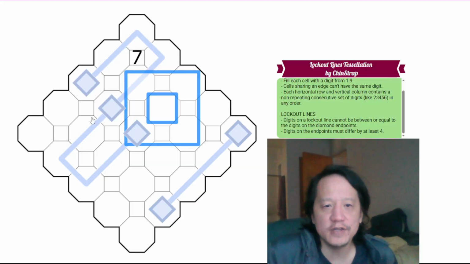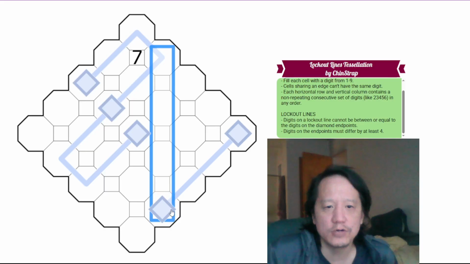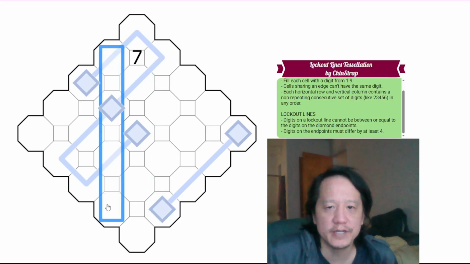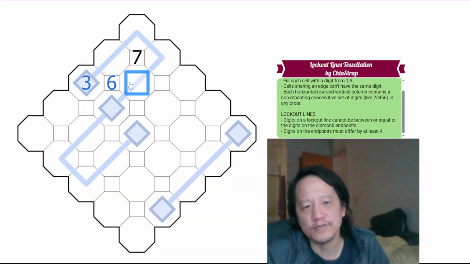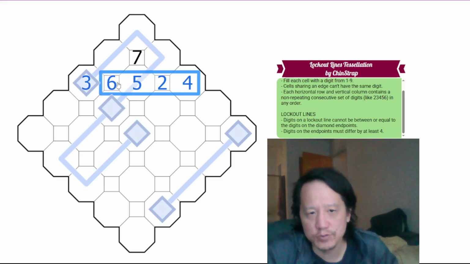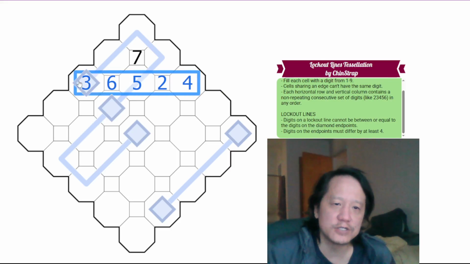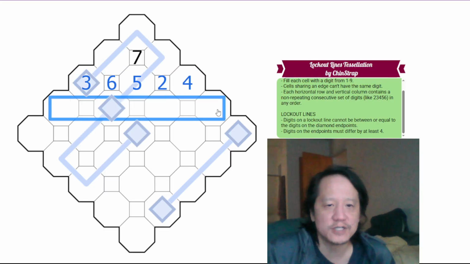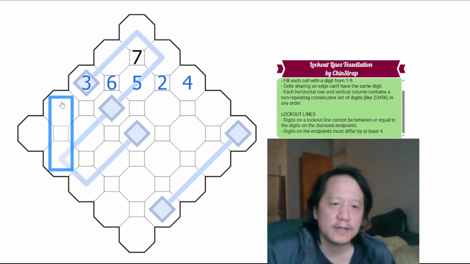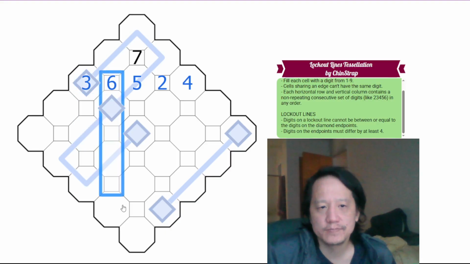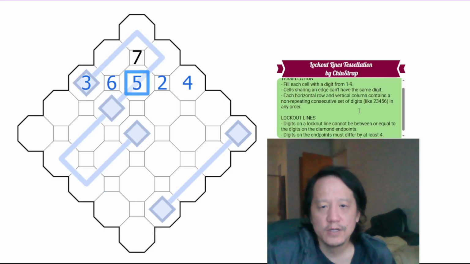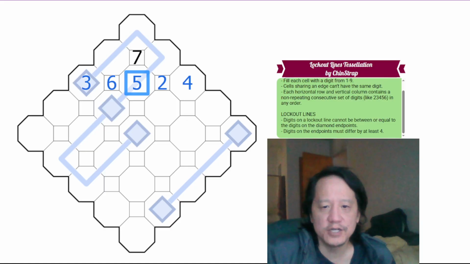We also have that each horizontal row and vertical column contains a non-repeating consecutive set of digits, like 2, 3, 4, 5, 6, in any order. So you could have 3, 6, 5, 2, and 4. This would be valid because essentially every row and column must form a renban of non-repeating consecutive digits. And those are the rules for tessellation.